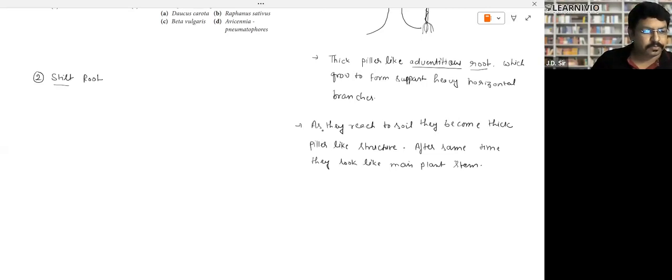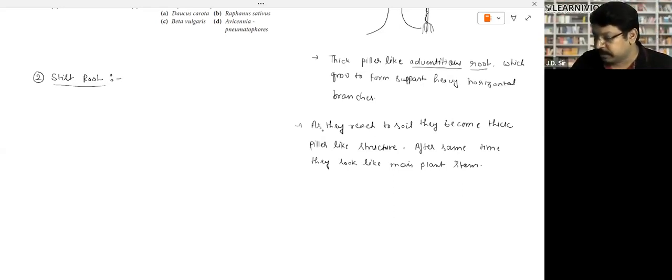Stilt root. Look, stilt roots are basically found in monocots, right? And you must have seen maize, right? In the maize plant or in the sugarcane plant, you can see these stilt roots. So stilt roots have a supporting function, in maize and sugarcane.